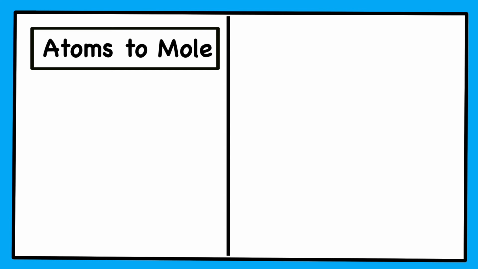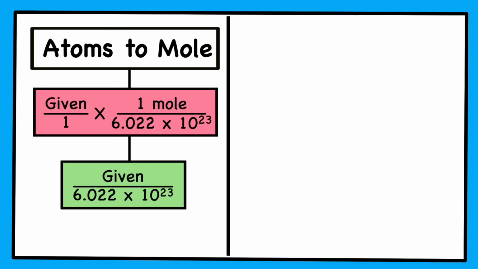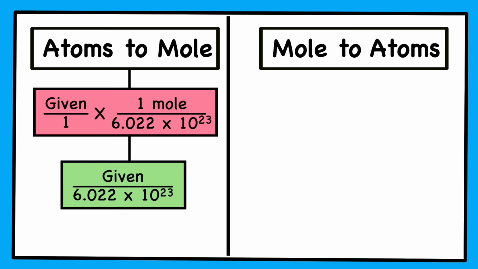In order to go from atoms to moles, we are going to put our given amount of atoms of our substance over 1, then multiply it by 1 mole over Avogadro's number, which is 6.022 times 10 to the 23rd atoms of that substance. This will have us divide our known amount of atoms by Avogadro's number to get the desired amount of moles.